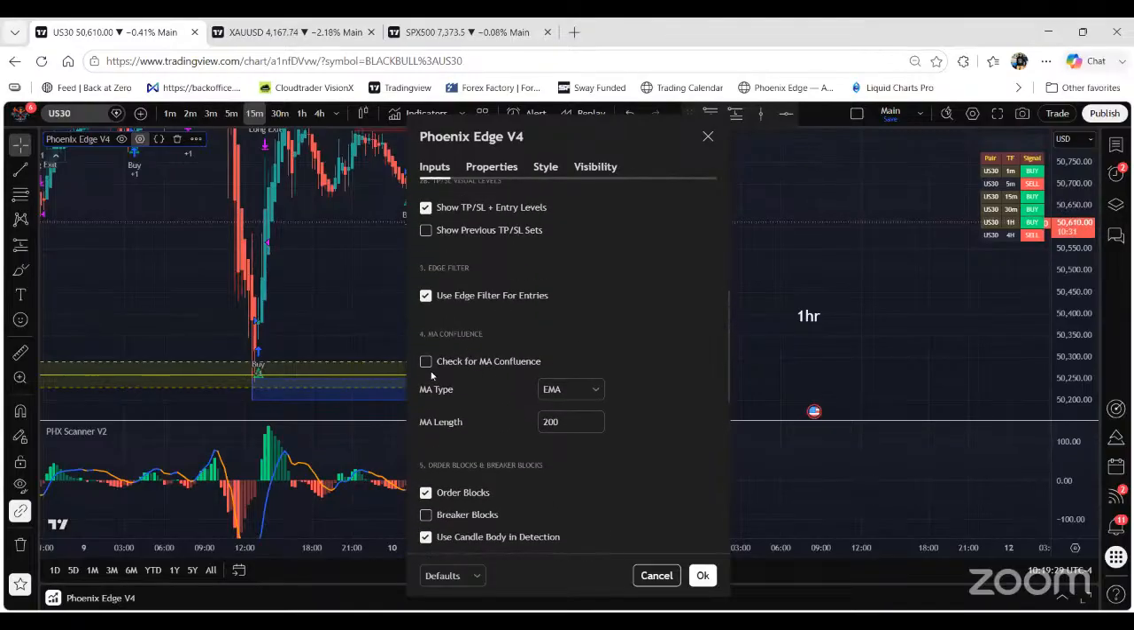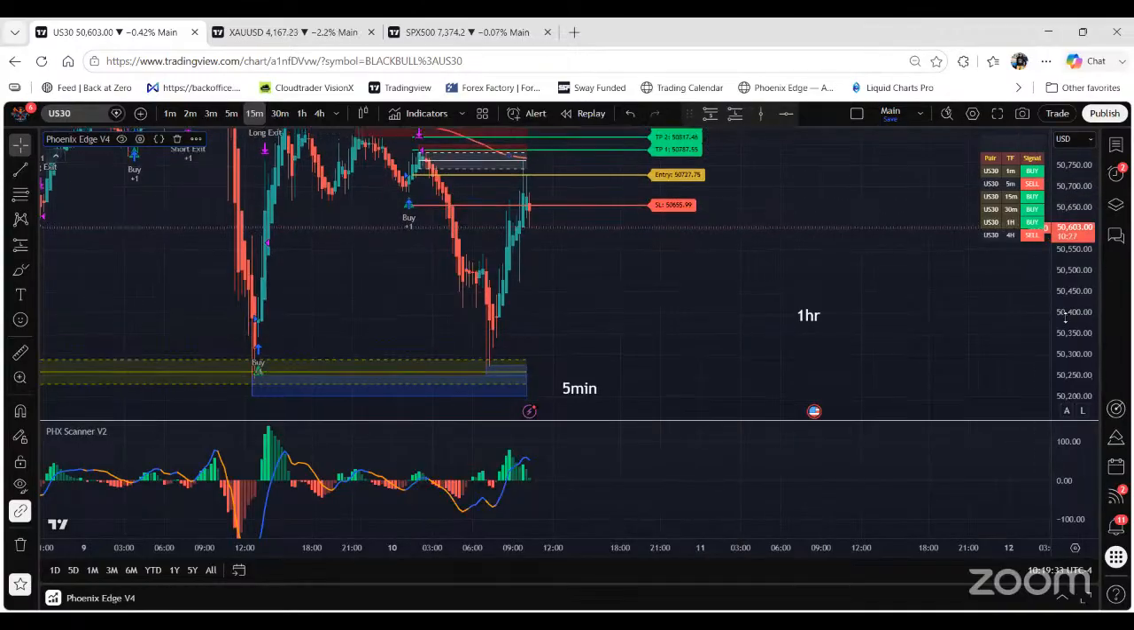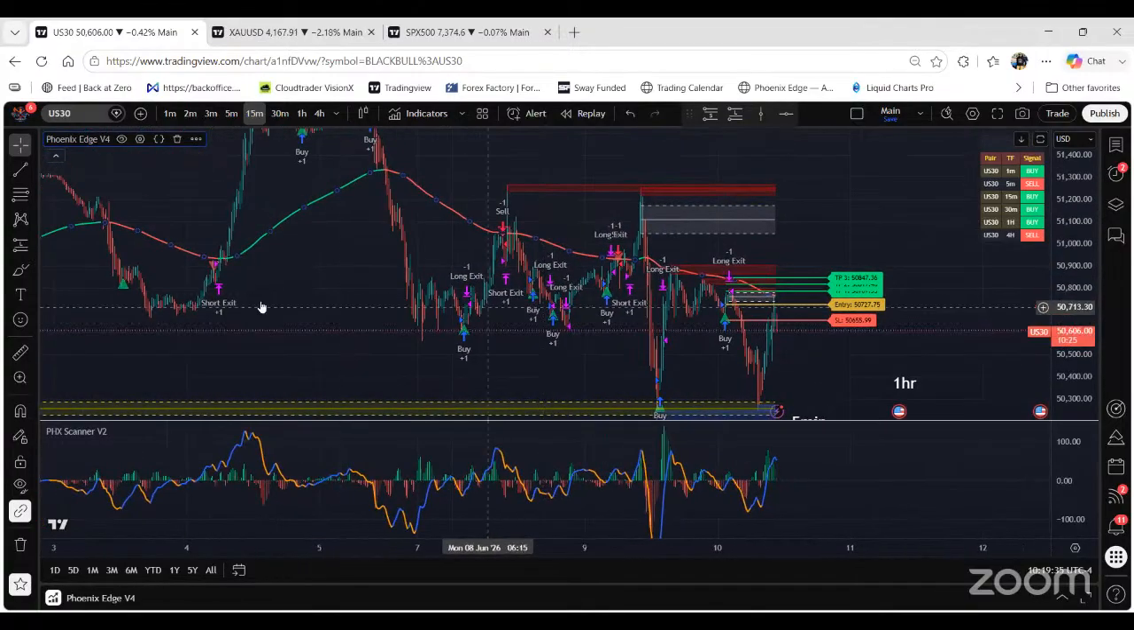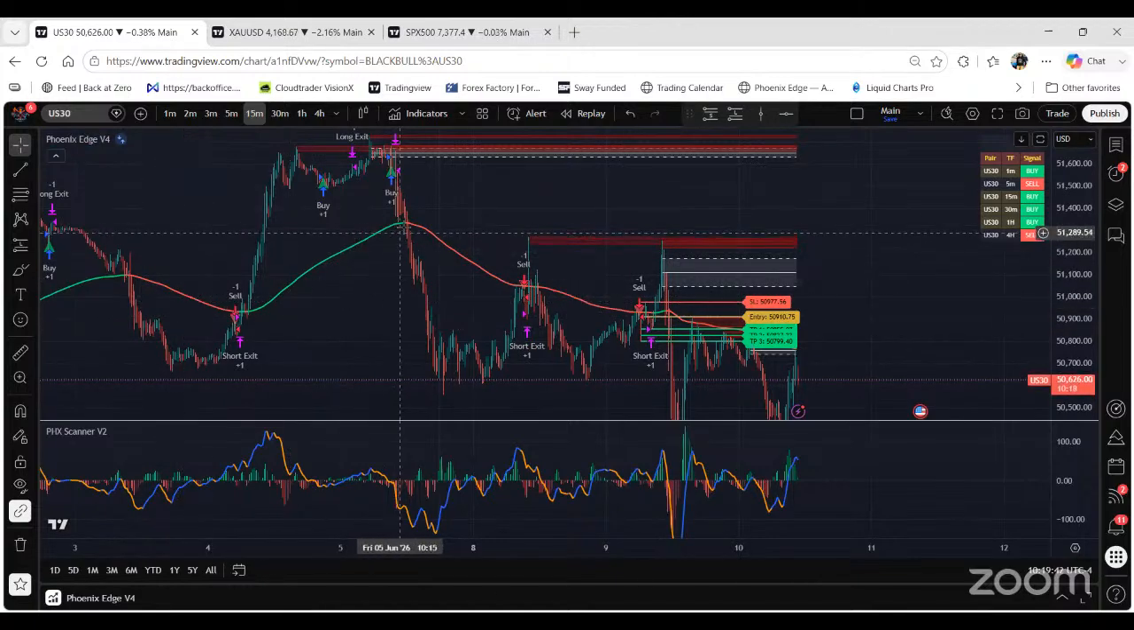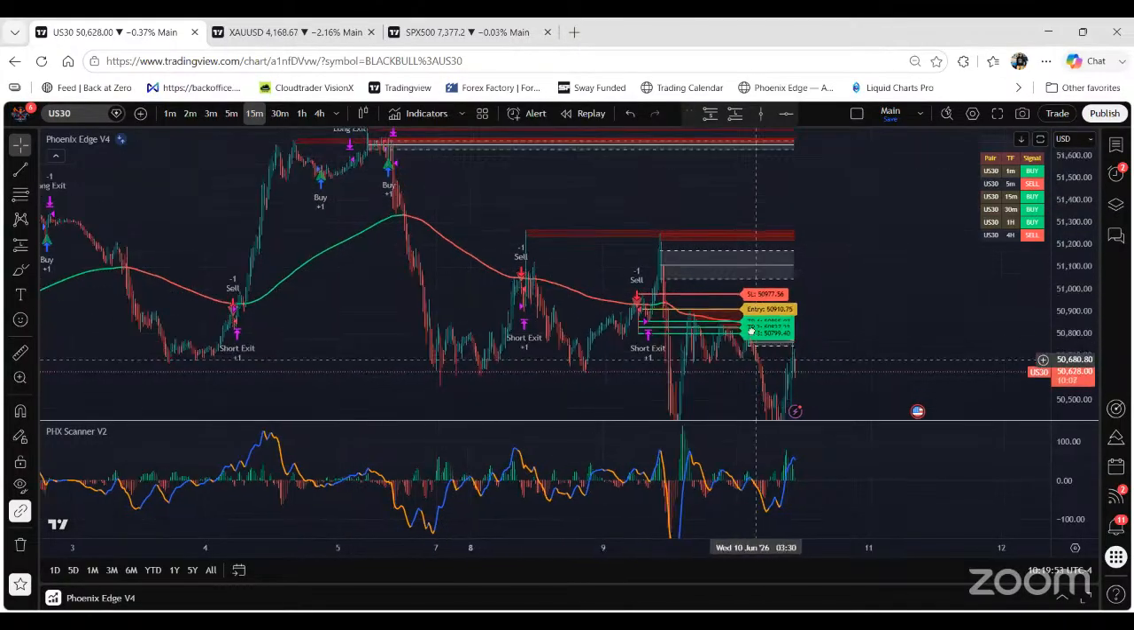Check for MA confluence. The MA confluence is trading with the trend. So let me go down some. As you can see, we have our 200 EMA. When it's in a downtrend, it's going to be red. When it's in an uptrend, it's going to be green. With the MA confluence on, it's going to trade with the trend. So you're only going to get buys above the 200, and you're only going to get sells below the 200.